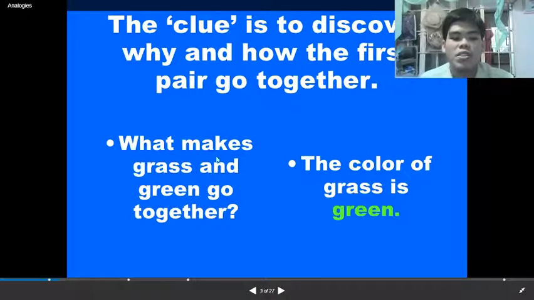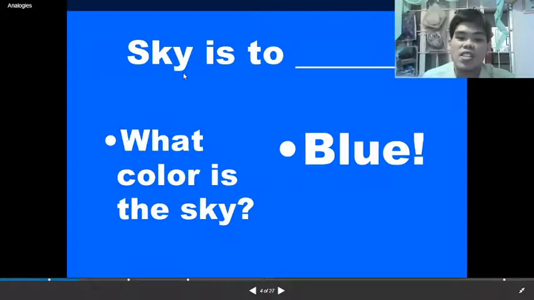So here, what makes grass and green go together? The color of grass is green. So what is sky to? What color is the sky? So blue.